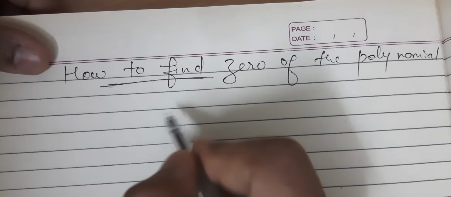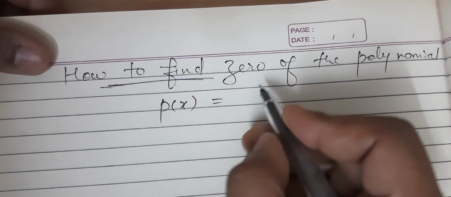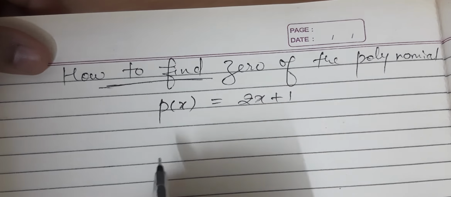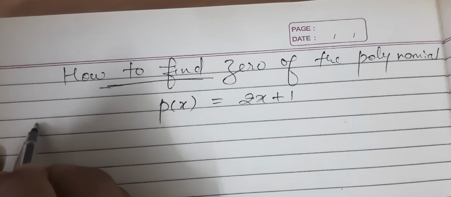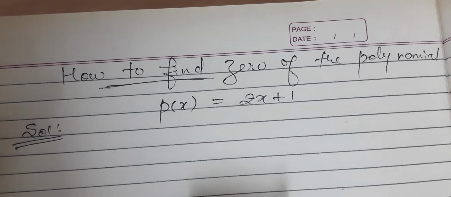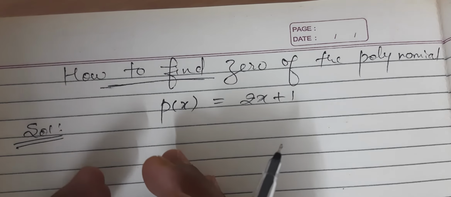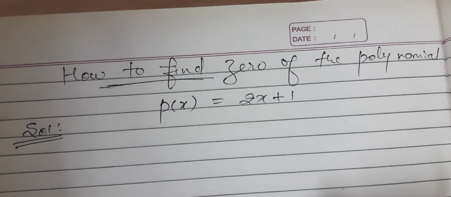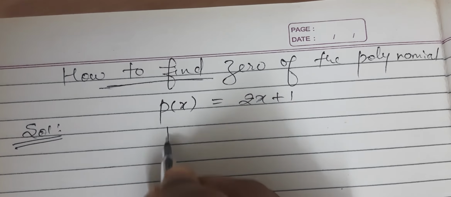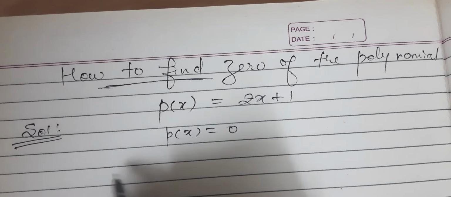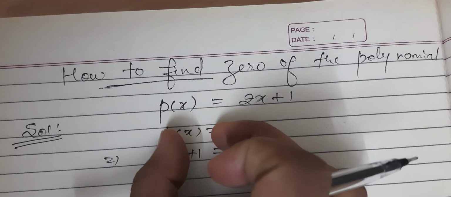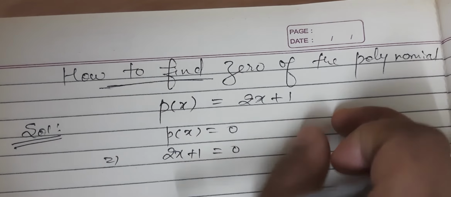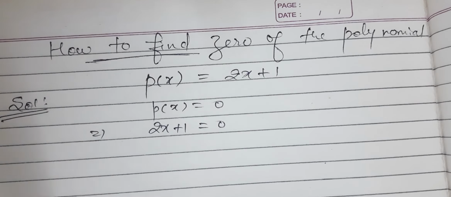So if a polynomial is given, p of x equals to 2x plus 1, and the question is to find a 0 of the polynomial. To find the 0 of the polynomial, there is a procedure. We will put this polynomial equal to 0. So p of x equals to 0, where p of x means 2x plus 1. We simply equate the polynomial to 0 to find the 0.